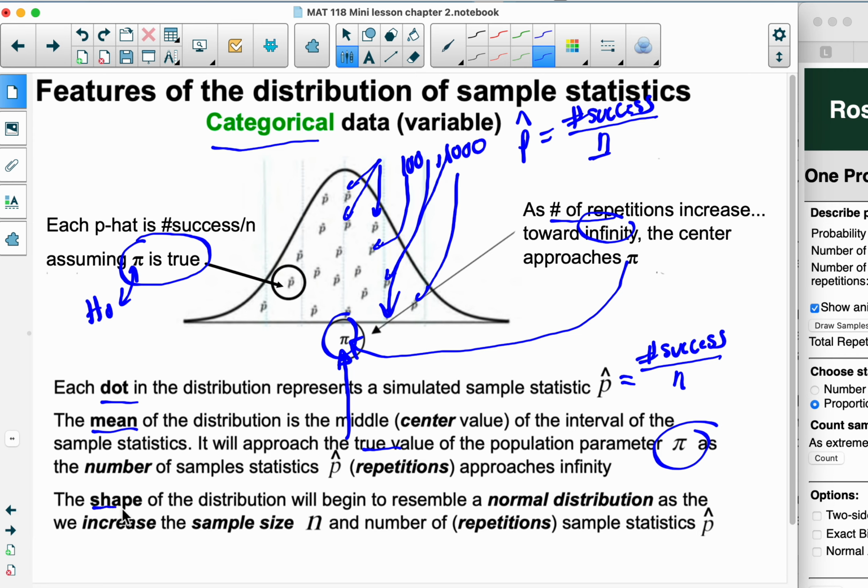And as we increase those p-hats, or the number of repetitions, this will really approach a normal distribution. As n gets bigger and repetitions get bigger, this will approach a normal distribution.